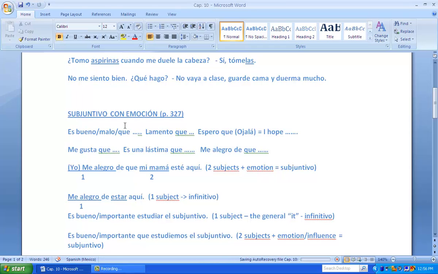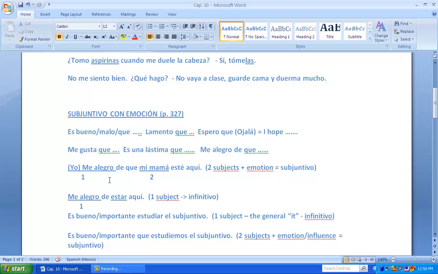Okay, on page 327 there's a list of expressions of emotions. Expressions like es bueno que or es malo que. It's good that, it's bad. Lamento que, I'm sorry that. Espero que, I hope that. Or ojalá, they both mean I hope. Me gusta que. Es una lástima, it's a pity. Me alegro, I'm glad.